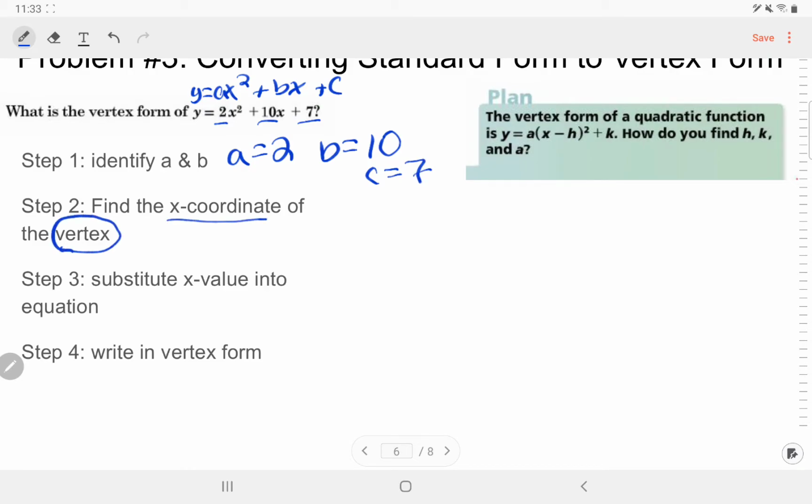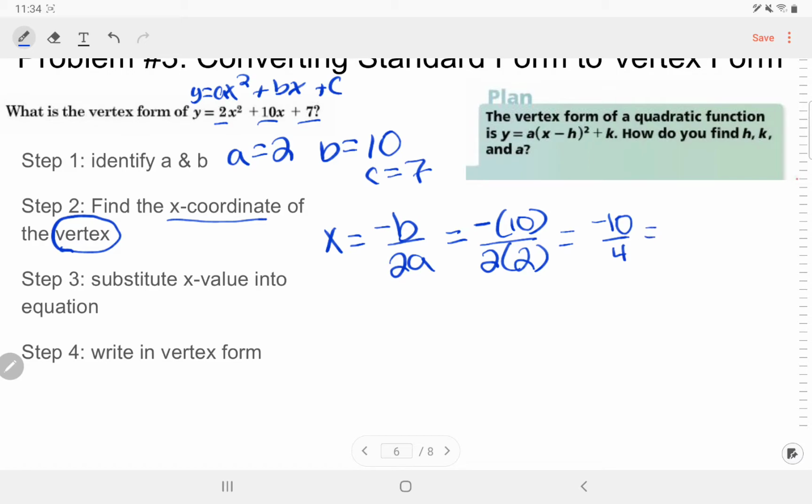So we need to figure out what the x-coordinate is. The formula is x equals negative b over 2a. So I'm going to plug in. I have a negative sign because that's part of the formula. My b was positive 10 over 2 times my a, and a here is positive 2. So we see here we have negative 10 over 4, which can simplify to negative 2.5. Or you can keep it as an improper fraction, which would be negative 5 over 2.